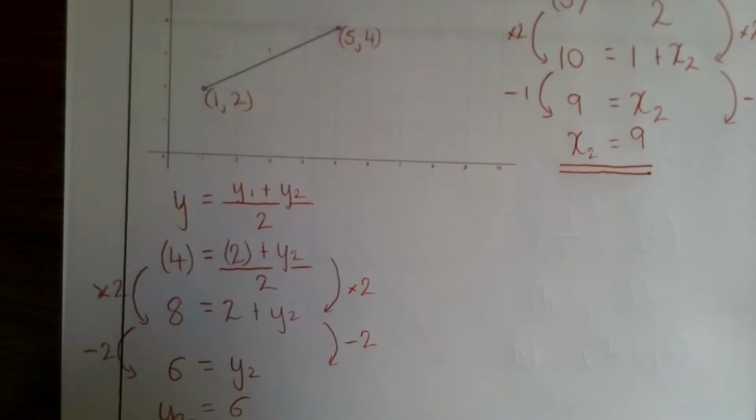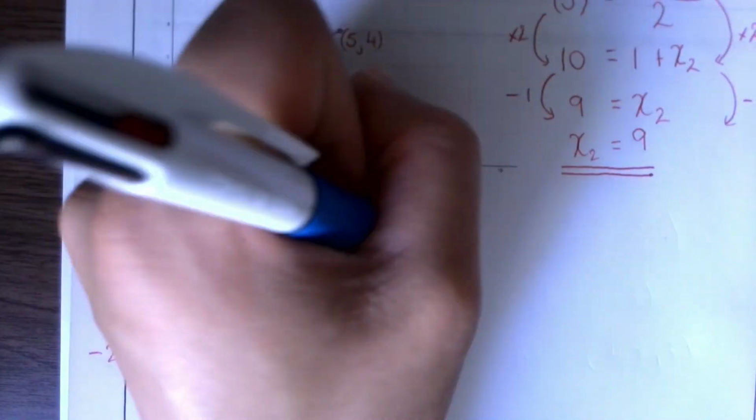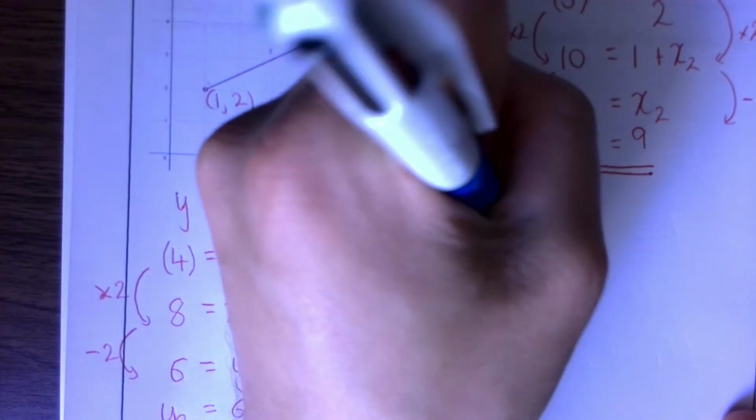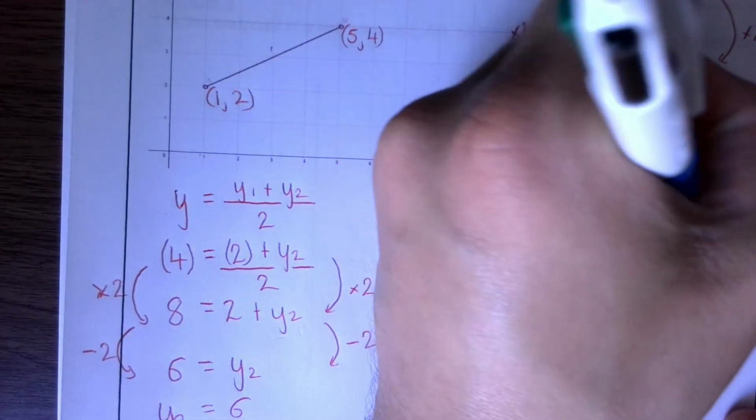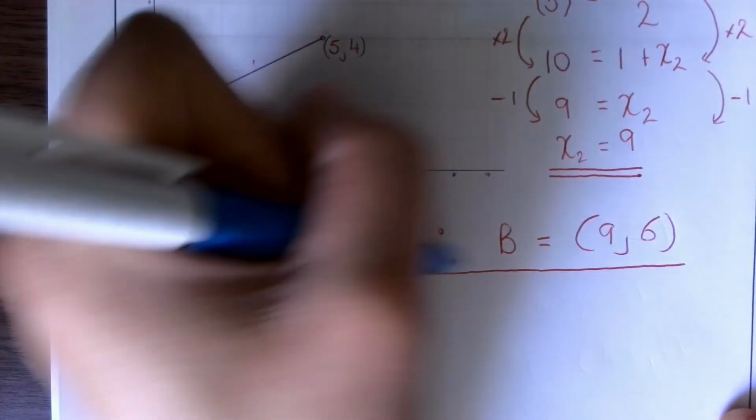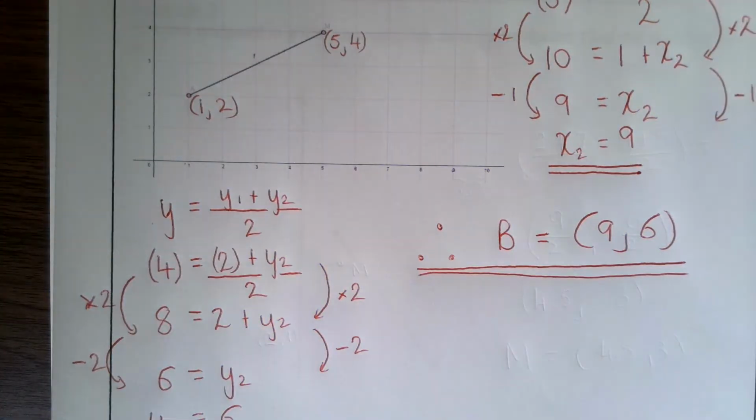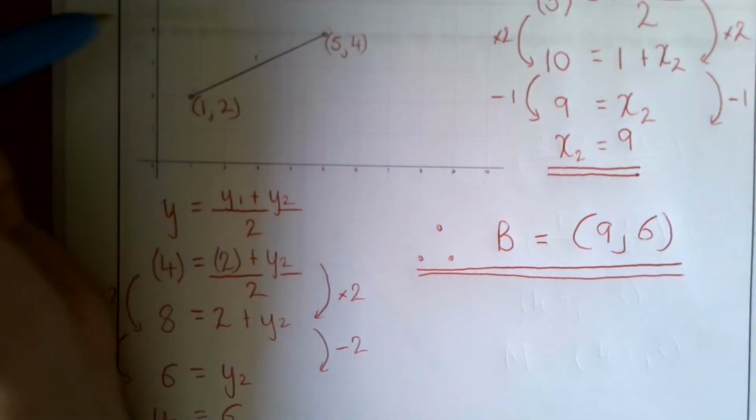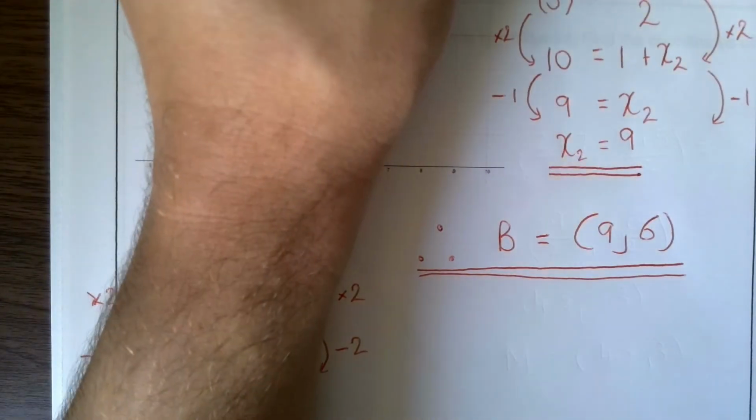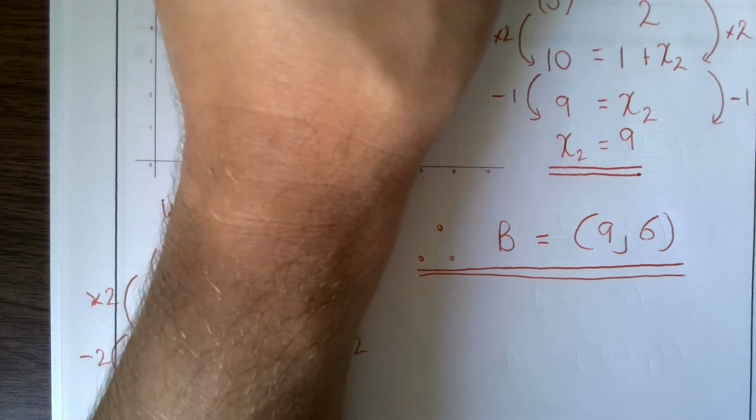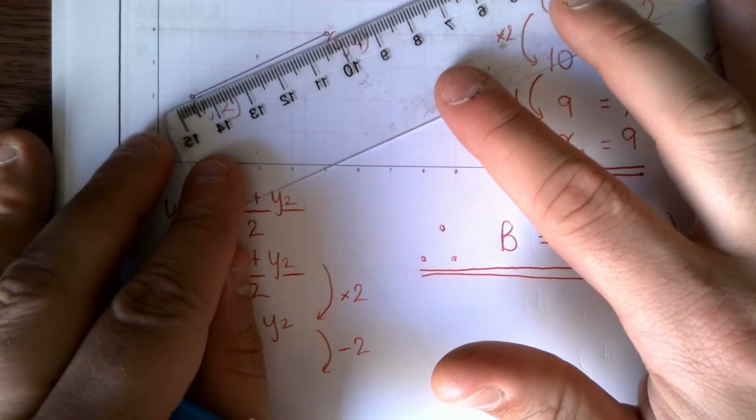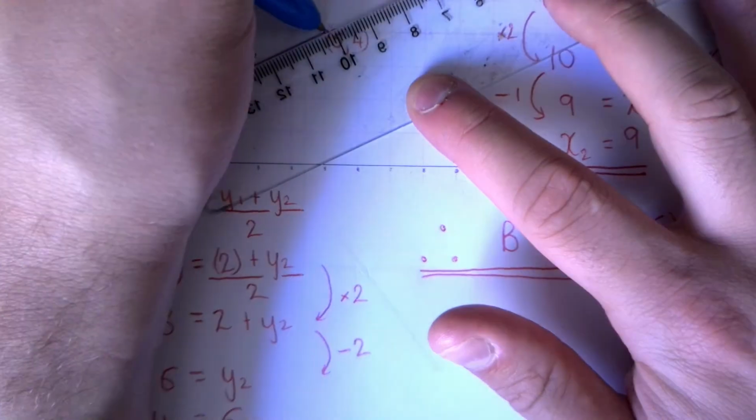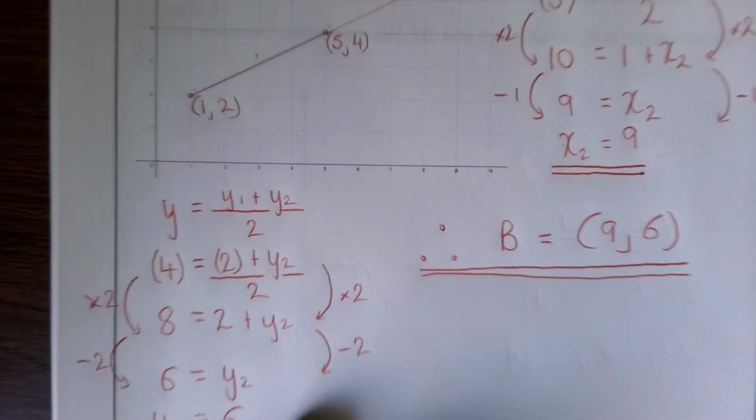So we can even write that now. Therefore, B equals 9, 6. Just make that really clear that that's your answer if there's no answer box. Okay, so I'm going to go across to 9, and I'm going to go up to 6, and I'm going to plot that point. Label that B. Now if we've done it correctly, you can take your ruler and continue the line, and the ruler should go through that point. So you can see that that is correct.